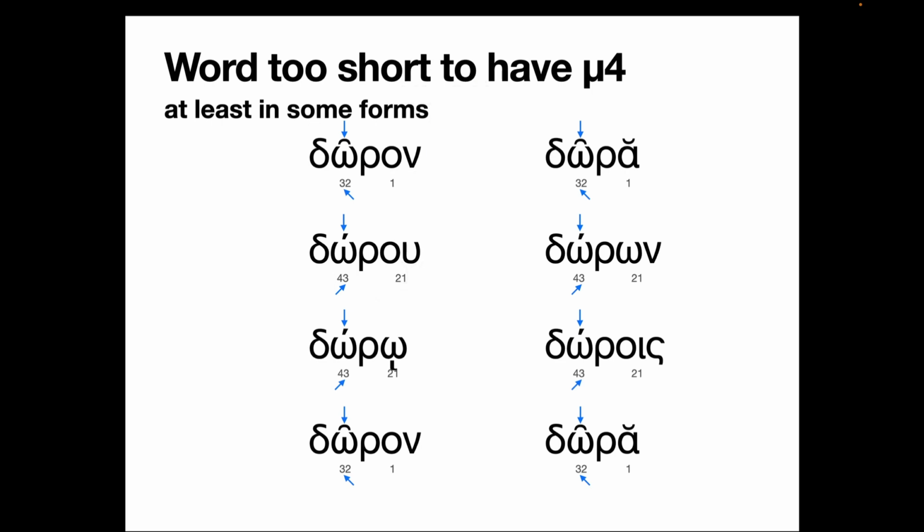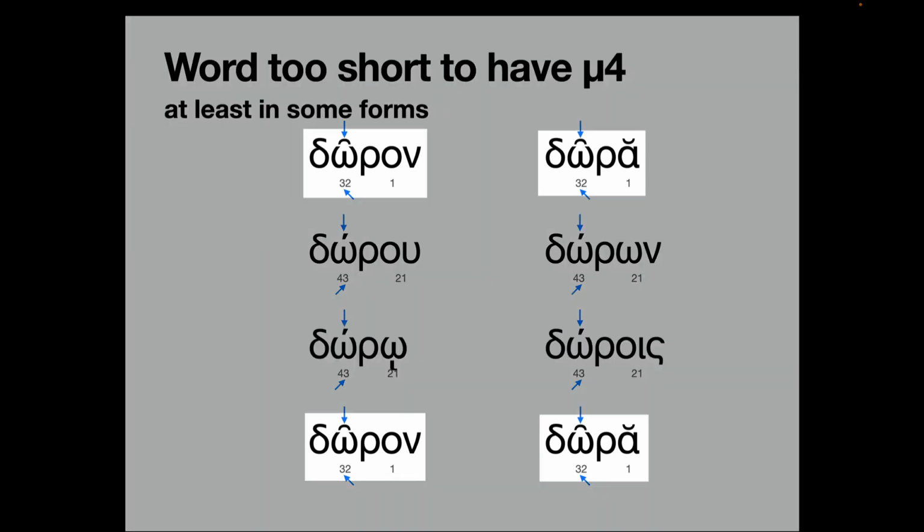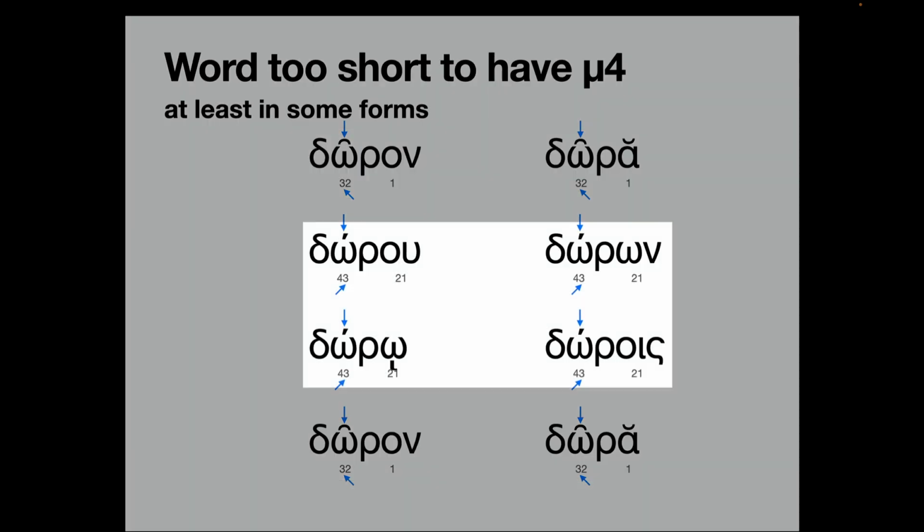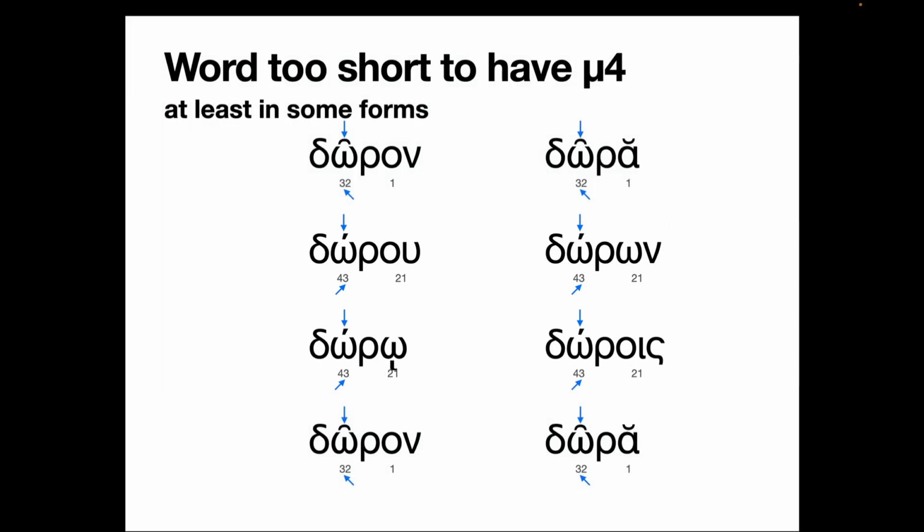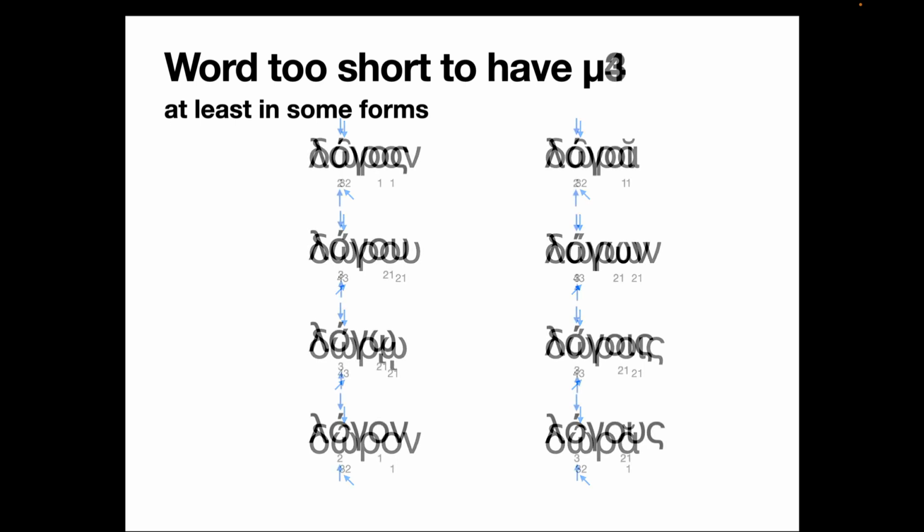Here's an example of a word which in some forms is too short to have mora 4, when in those forms, that's where tone is supposed to be. And you will notice the 4 forms in the corners of this noun all have circumflexes. They all have 3 and 2 together. They all should put tone on mora 4, but mora 4 doesn't exist. The other forms, the ones in the middle, they just follow rule 1, and so nothing weird about them. And that's generally the case in some words in Greek as they go through their changes. They'll be affected by this, and in other forms they won't be affected by this.